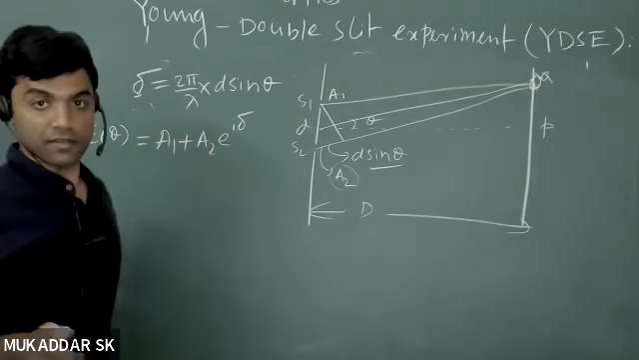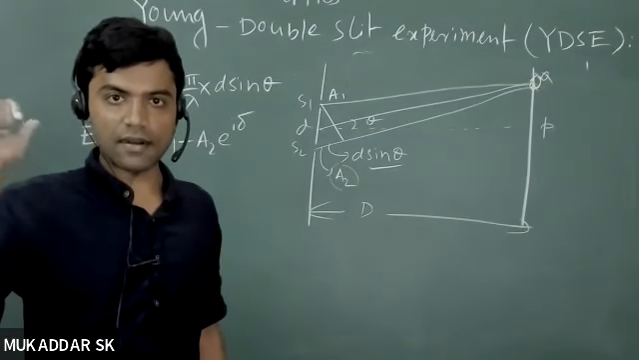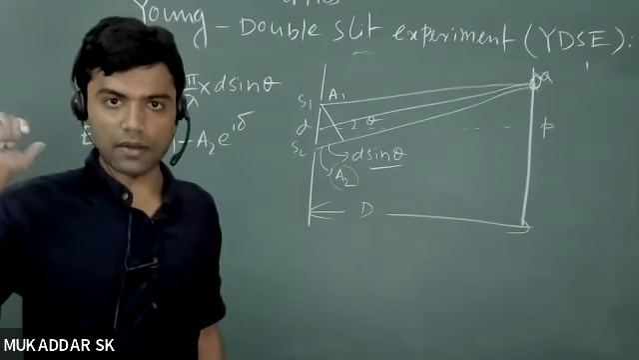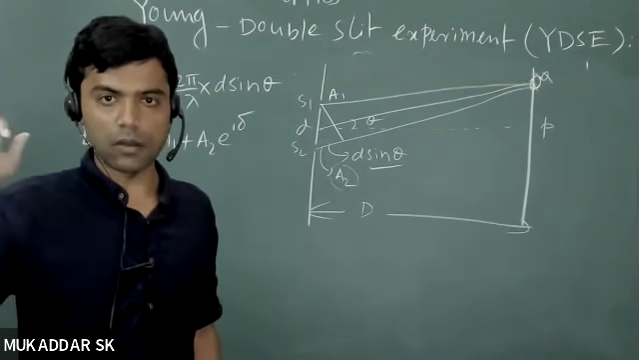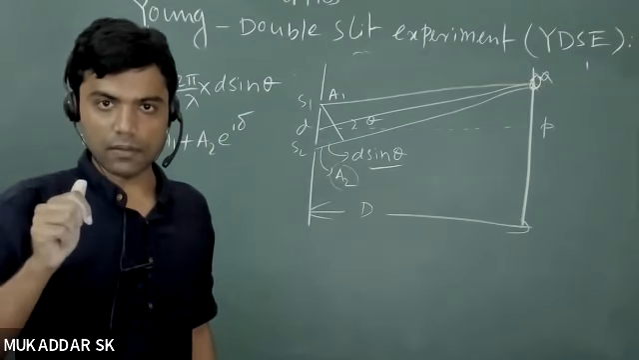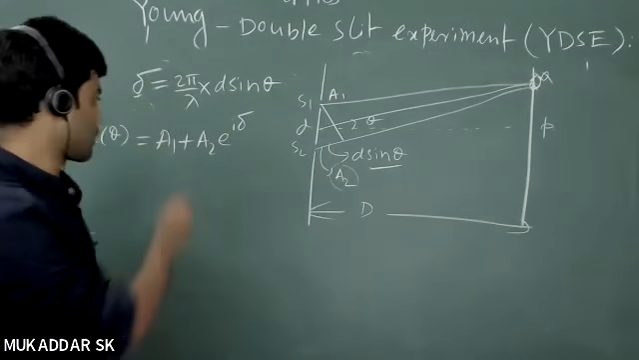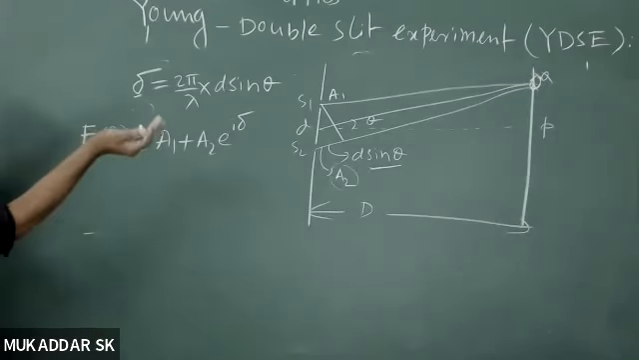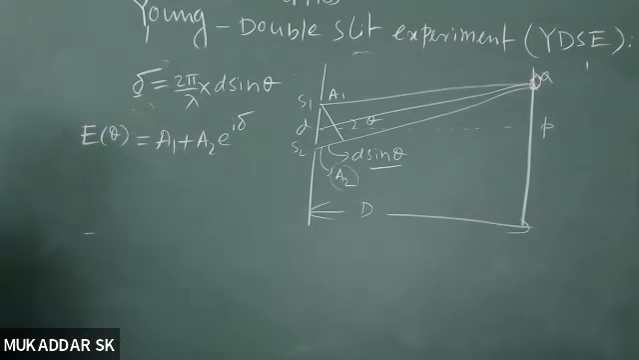You know exponential i pi is how much? Minus 1. So for destructive, you will get resultant amplitude at Q that will be A1 minus A2. That is possible when delta will be, sorry, delta will be pi, 3 pi, 5 pi, and so on. Constructive के लिए delta जब आपका 0, 2 pi, 4 pi, so on, तब आपका constructive मिलेगा. So this is your general expression, and this is really important for your exam purpose.